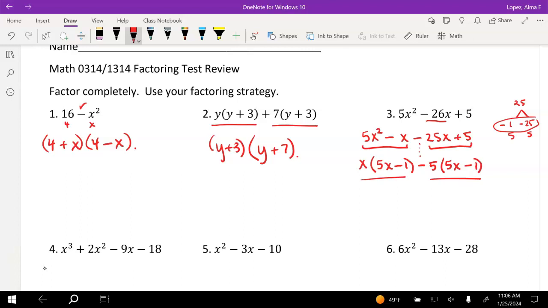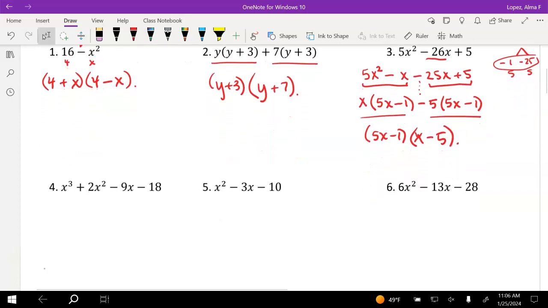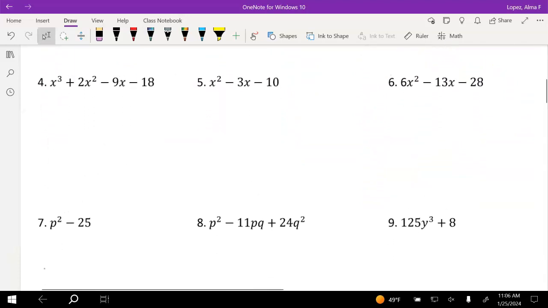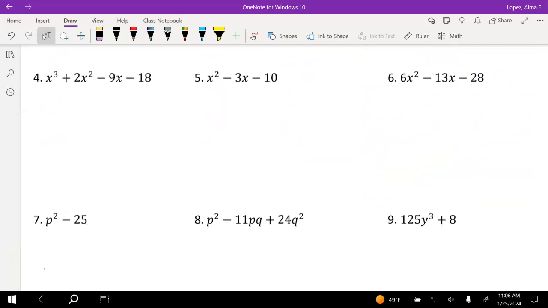Now I'm down to two pieces. Those two pieces have a greatest common factor of 5x minus 1. I'm going to open up a leftover parentheses. When I factor the 5x minus 1 out of the first term, it leaves behind an x. When I factor the 5x minus 1 out of the second term, it leaves behind a negative 5. Remember, all of these problems are checkable, and feel free to pause the video at any point and try to work them yourself. Number 4, the next one is a 4-term phrase.